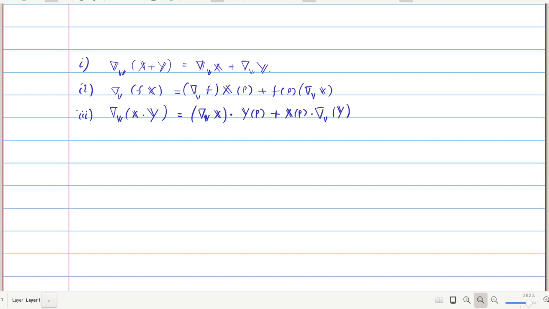Before we go on to discuss the derivative of the normal vector field, you can verify all these things using the usual formula for the usual derivative. So please do it as an exercise. So this is an exercise. Prove these three properties.